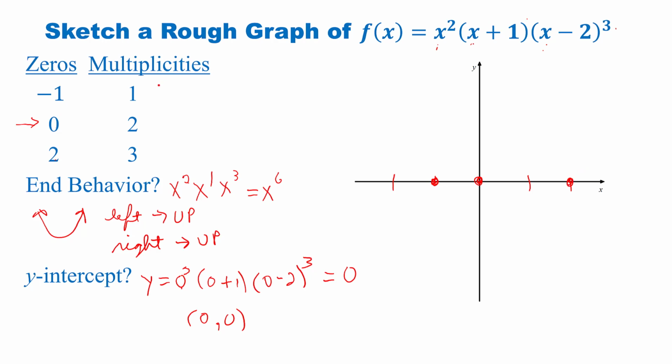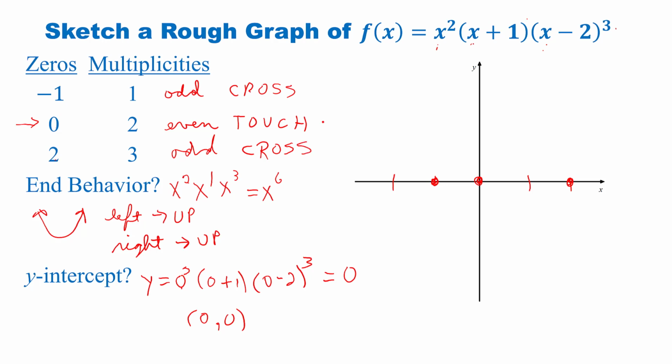Okay, and so the multiplicities, what we're going to do to help us graph, we're going to look at whether the multiplicities are even or odd. 1 is an odd number, 2 is even, 3 is odd. If a multiplicity is odd, the graph will cross the x-axis at the corresponding x-intercept. If the multiplicity is even, the graph simply touches and bounces at that point. And again, we have an odd multiplicity at x equals 2.